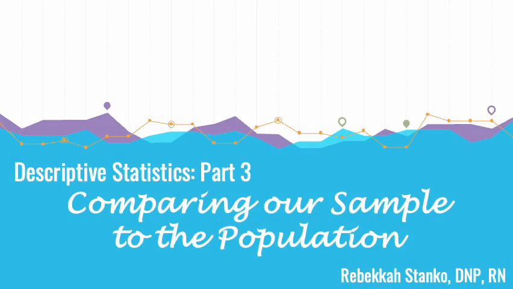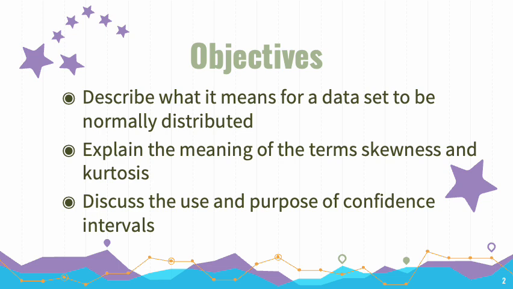This is the third and final lecture in our mini-lecture series on descriptive statistics. In the first two lectures of the series, we discussed measures of central tendency and measures of variability. In this lecture, we will focus on what it means for a data set to be normally distributed, how to determine if a data set is normally distributed, and how to compare your sample results to the population with different levels of confidence. By the end of this lecture, students should be able to describe what it means for a data set to be normally distributed, explain the meanings of the terms skewness and kurtosis, and describe the use and purpose of confidence intervals.